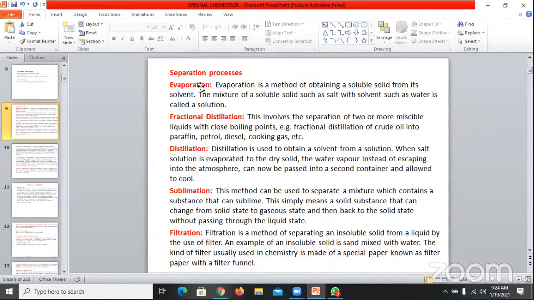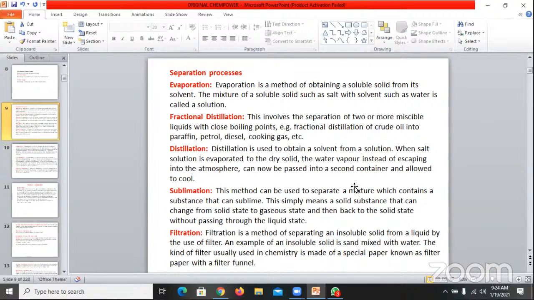Okay, let's talk about filtration. It is the method of separating insoluble solids. So when you use evaporation, you're separating soluble solids, that means solids that can dissolve in water. But when you're using filtration, you're separating insoluble solids, solids that cannot dissolve.